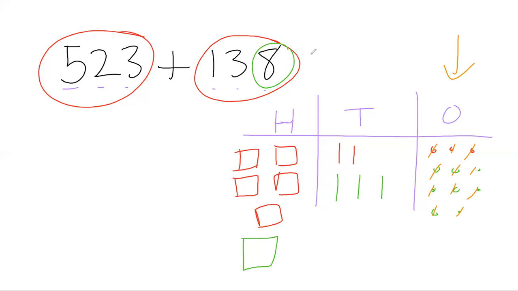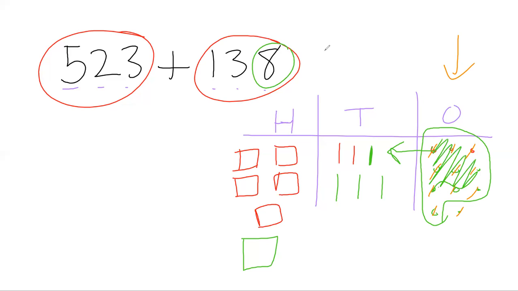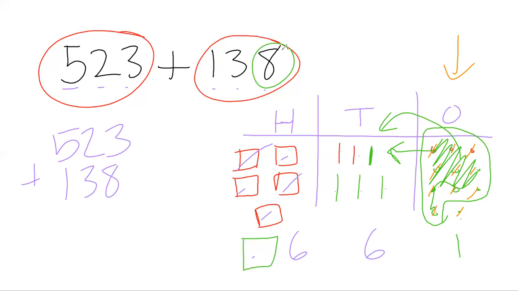So I got to go back and find that group of 10. 1, 2, 3, 4, 5, 6, 7, 8, 9, 10. There they are. So I'm going to take these 10 ones and shift them over here to make 1 ten. So these have moved over. Okay, I regrouped them and put them over there, leaving just one left. Now let's count our tens. 1, 2, 3, 4, 5, 6. And then let's count our hundreds. 1, 2, 3, 4, 5, 6. So if I take 523 and I add 138, I'm going to get 661.